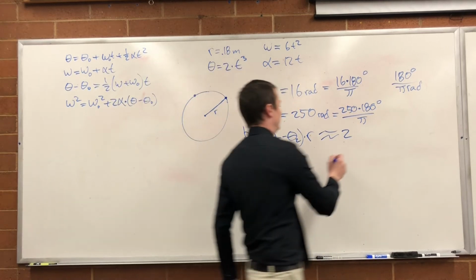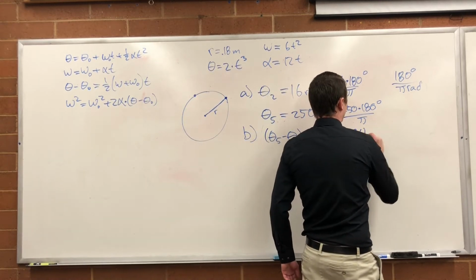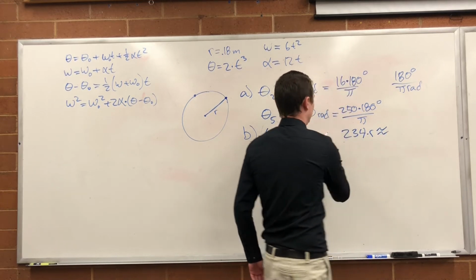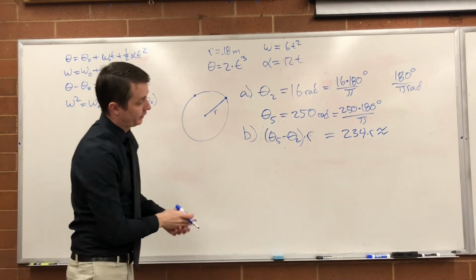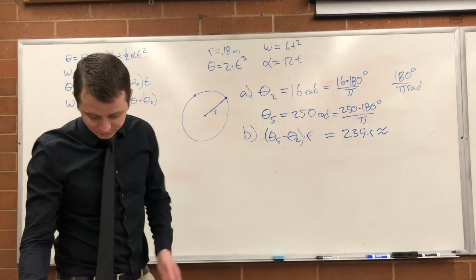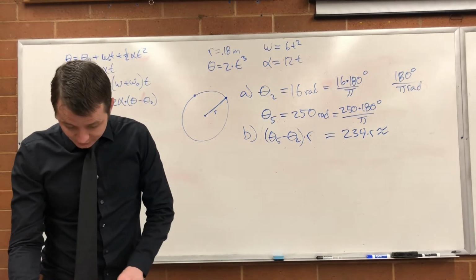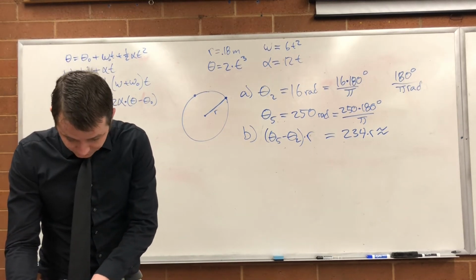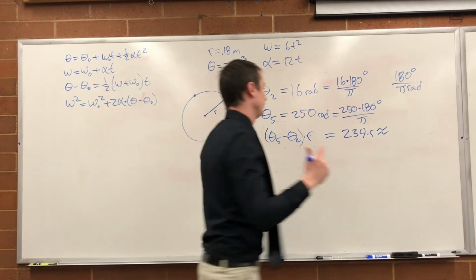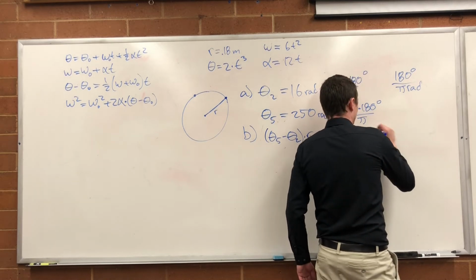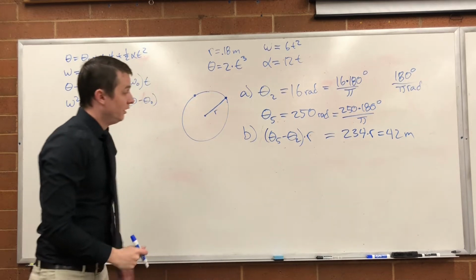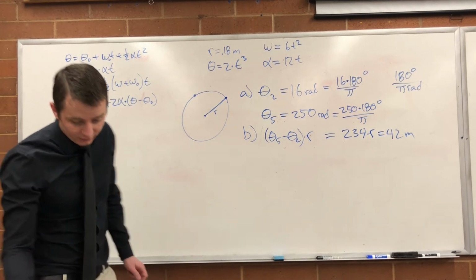234. So we have 234 times r, which is going to be approximately, let's see, it gives 0.18 instead of something like 0.2. So we'll just make sure we're on the same page as them. 234 times 0.18, and they say it comes out to 42 meters. We'll trust them. Okay, that was the linear displacement.